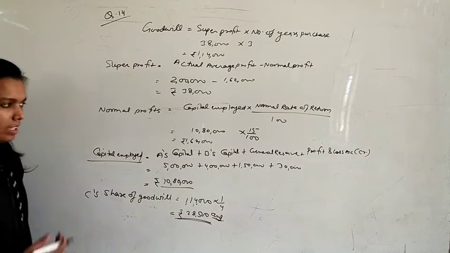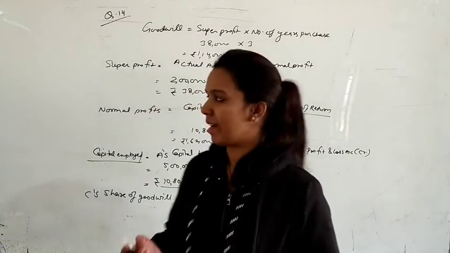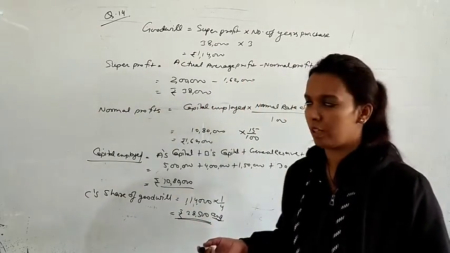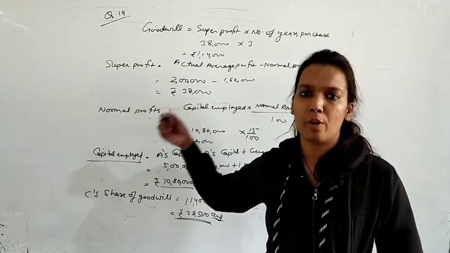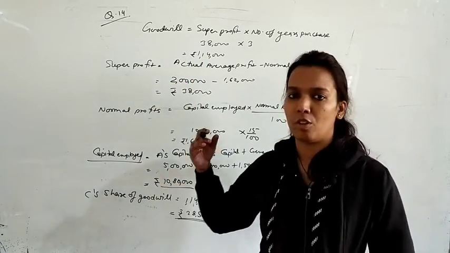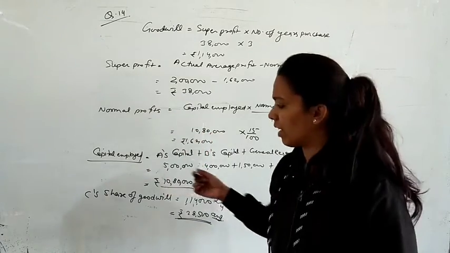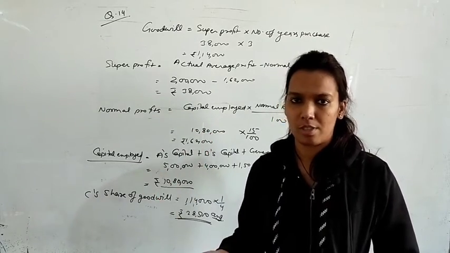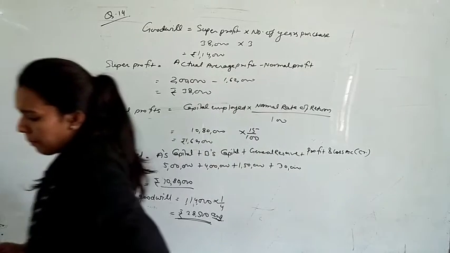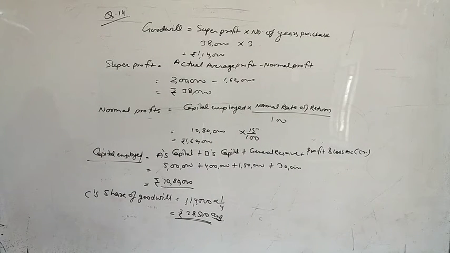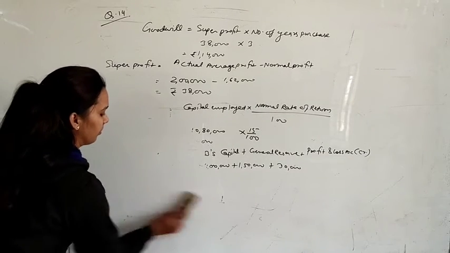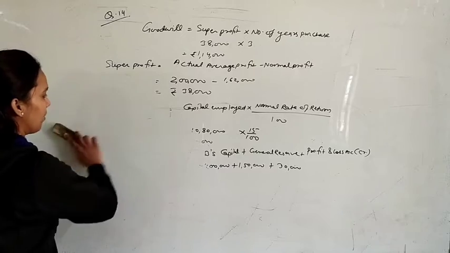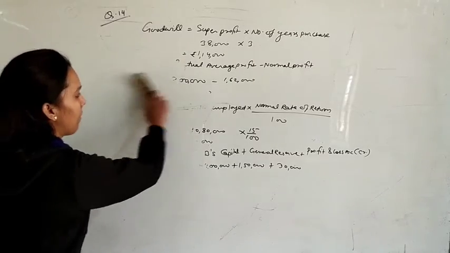Okay, I think easily now you are able to understand which type of steps we are going to follow here. First of all, formula of goodwill, later on the super profit, then normal profit. If we don't have information or if we don't have capital employed, then easily we can find it by the given informations. Okay. This next question is 16th. After this question, we will start the third method, that is capitalization method.